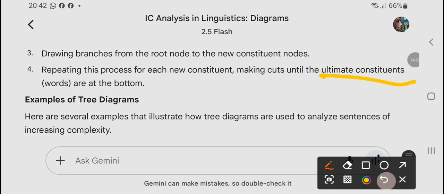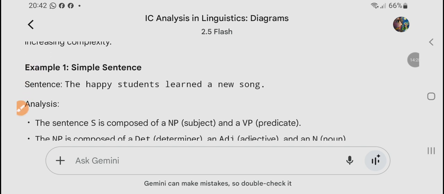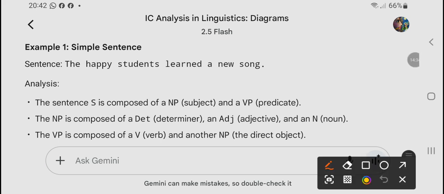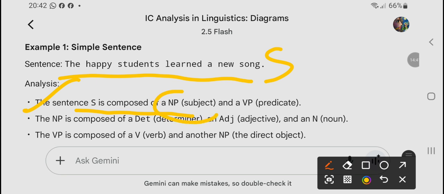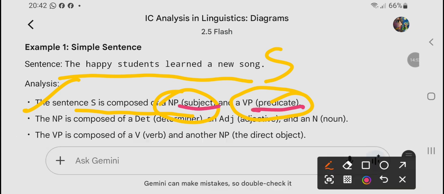Okay. Now tree diagram. Here are several examples. First example is: the happy students learn a new song. So this is the sentence S. S is composed of noun phrase, very important, listen carefully, and verb phrase, right? So noun phrase means subject and verb phrase is predicate. Okay. So please keep in mind.